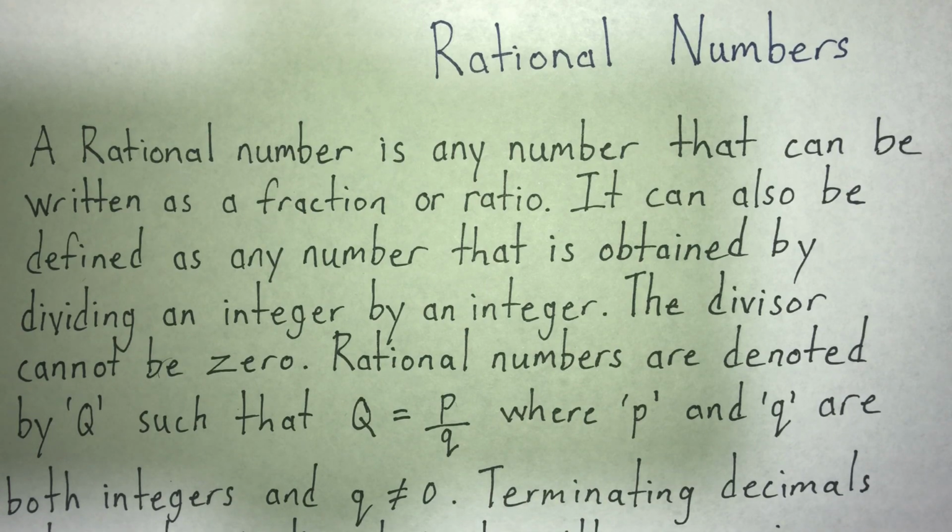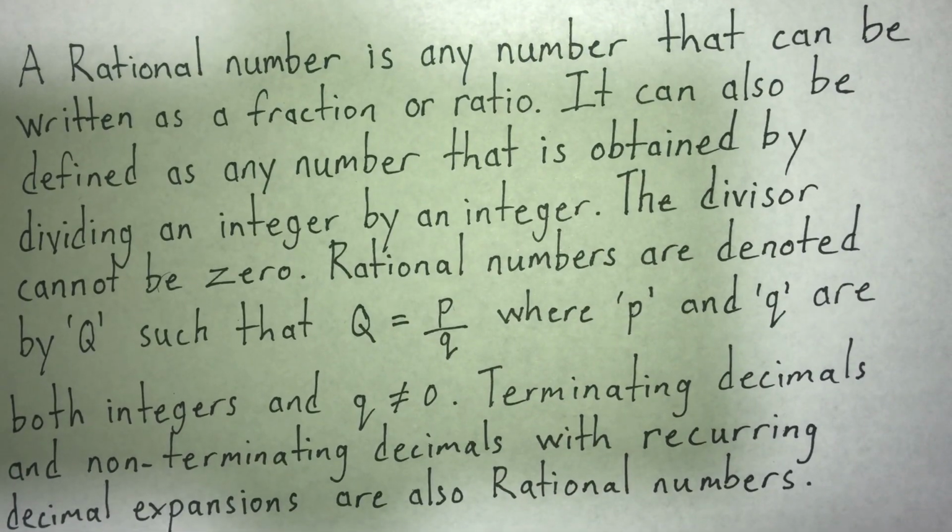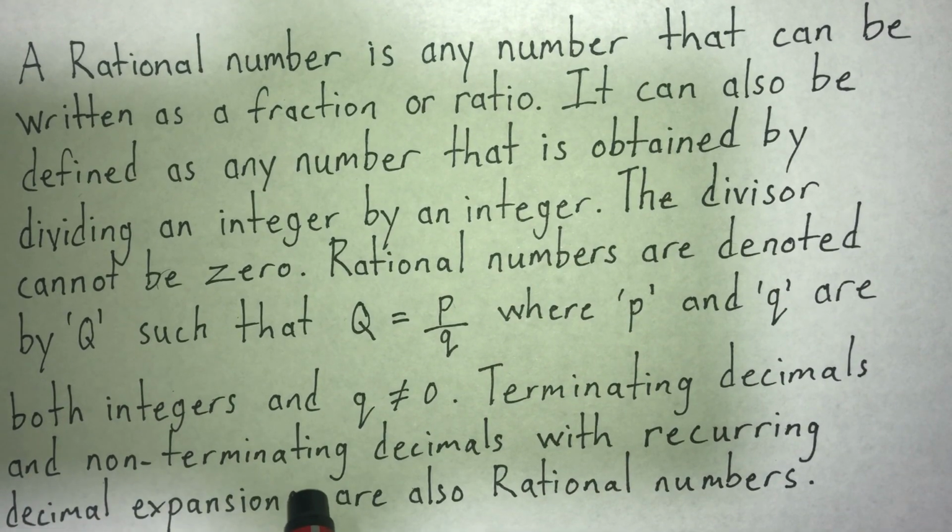Terminating decimals and non-terminating decimals with recurring decimal expansions are also rational numbers.